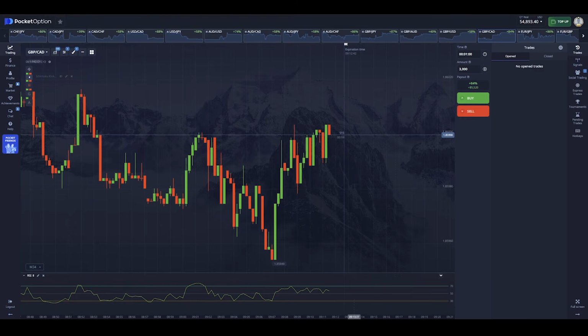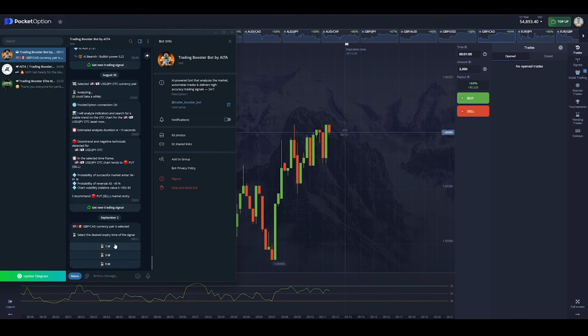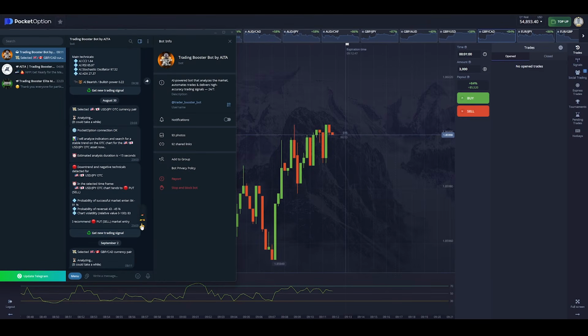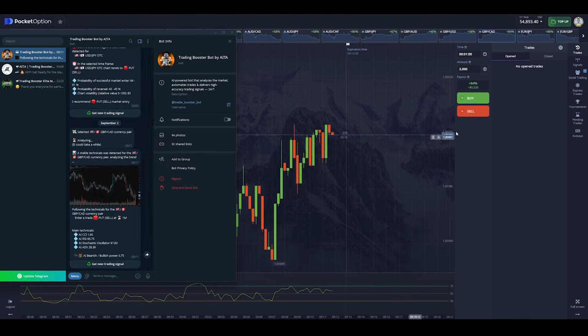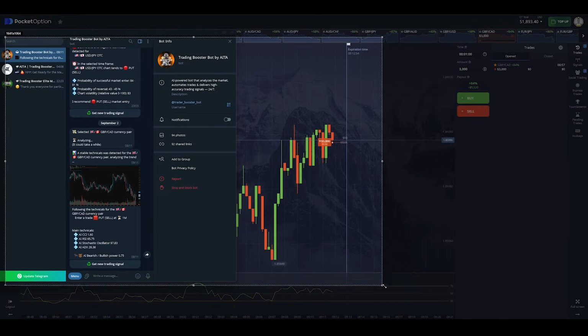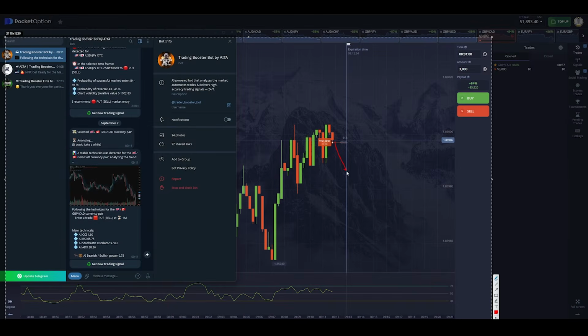The next currency pair is the British pound and the Canadian dollar. I select this currency pair, set the trade time to 1 minute, and now I'm waiting for a signal. I get a sell signal. Since our RSI indicator is within the working range, I confidently open a sell trade from here. So even without entry points, this is already a good strategy.